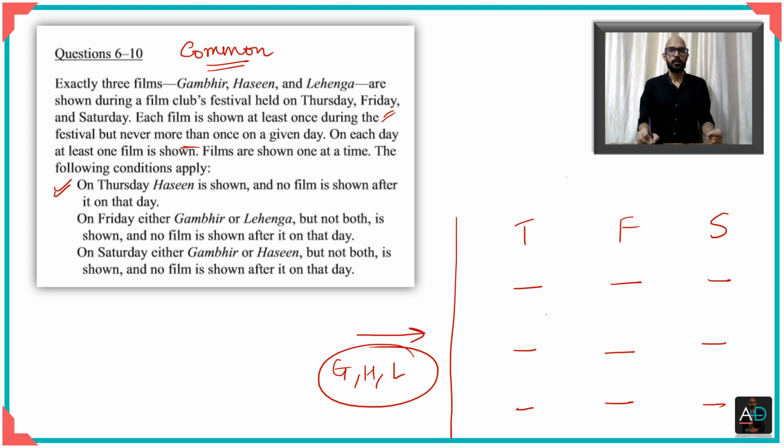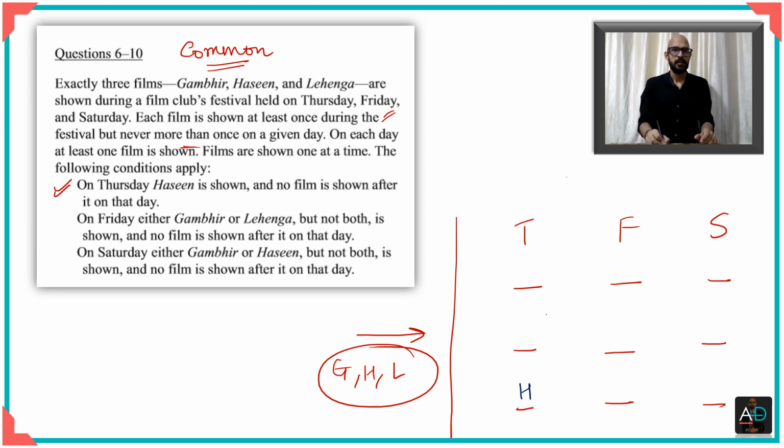It says that on Thursday, Haseen is shown and no film is shown after it on that day. Now perhaps it is possible that Haseen is shown in the morning, in the beginning itself, and thereafter no movie is shown, or perhaps it is shown in the second session and thereafter no movie is shown, or in the last session. Now for the sake of convenience, let us think that if Haseen is the last show, let us just place it at the end. So let us say Haseen is placed here.